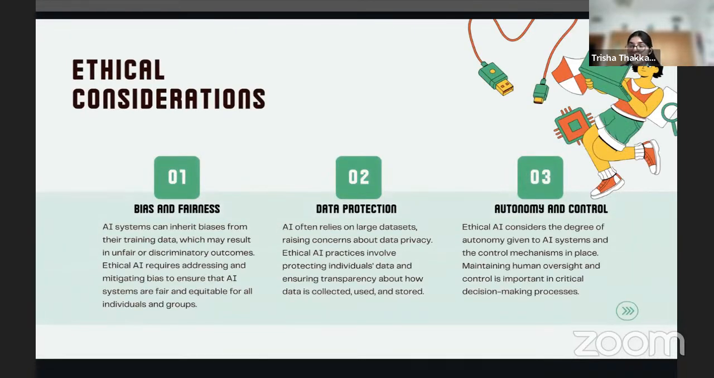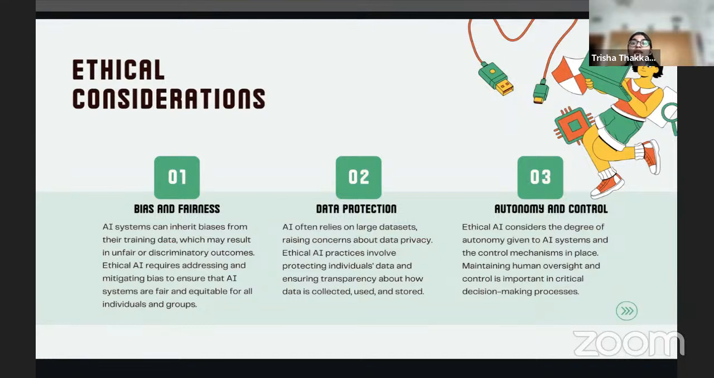Ethical considerations. As AI is increasing daily, everyone is using AI, but we need to make sure that we use it properly and we don't exploit AI. So, how do we do that? Bias and fairness. AI systems can inherit biases from their training data, and this could result in unfair or discriminatory outcomes. Ethical AI requires addressing and mitigating bias to ensure that all AI systems are fair and equitable for all individuals and groups. So we should make sure to avoid bias and there should be fairness in the AI systems.